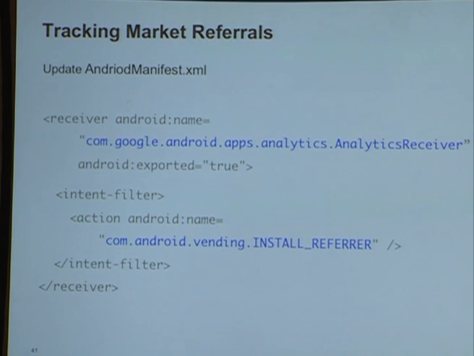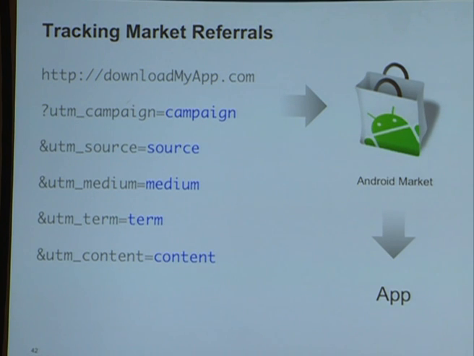To do that, you have to update your Android manifest file. There are two parameters. You set up a receiver to listen for different intents. The intent that you listen for is something that's sent from the Android market called the install referral intent. So you just add this XML into AndroidManifest.xml. Once you've done that, tracking is really easy.